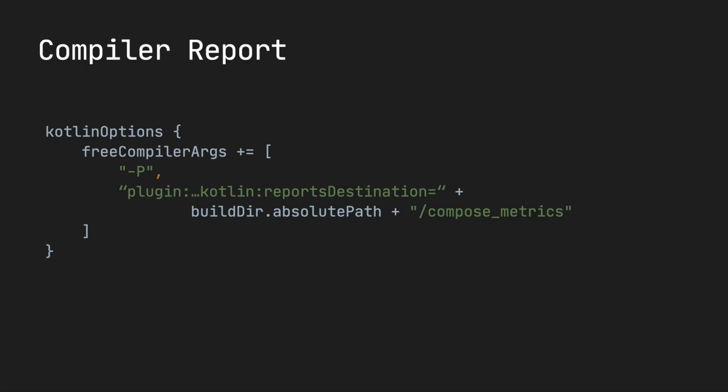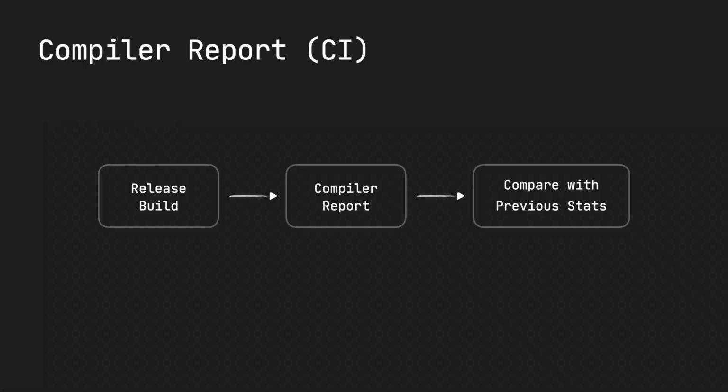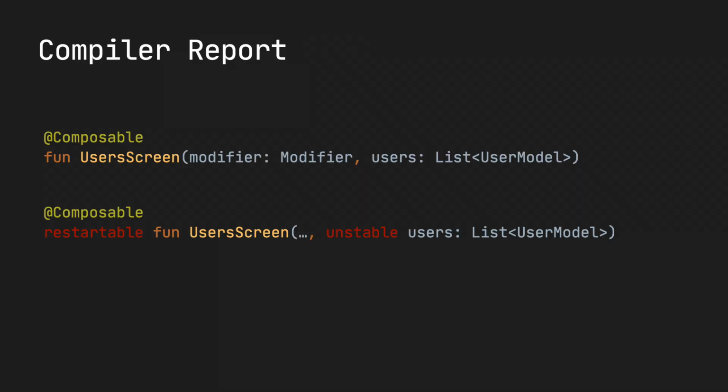And something that's useful is to create a CI build process. This is useful for release builds, by the way, where you could take a release build and set the Compose compiler configuration for generating a report, and you could store the stats and do a comparison analysis on them, before and after. So this is what a report looks like, and it's going to tell you in red which functions are not restartable and which functions are unstable.